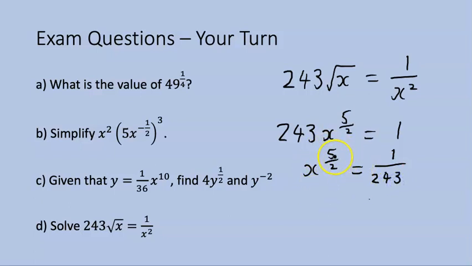Now because I've got this 5 up here, I need to take it all down to the 5th root. So the 5th root of 1 over 243. The 5th root of 1 is 1. And the 5th root of 243 is 3. So therefore, I have to square both sides. 1 squared is 1, 3 squared is 9. So it's 1 over 9.